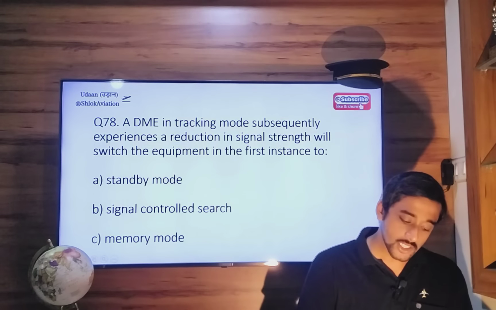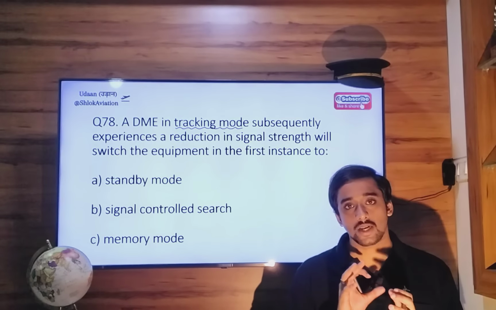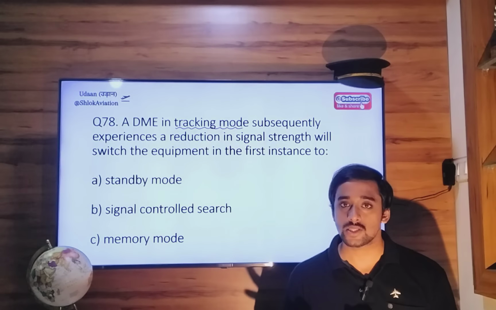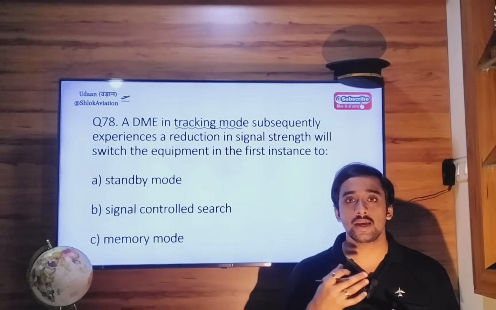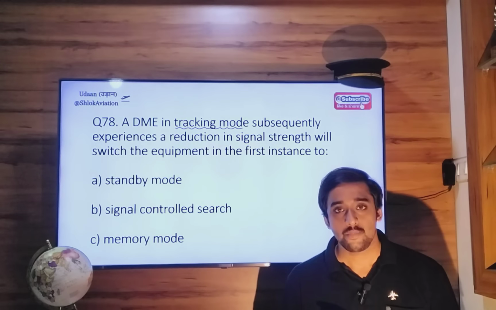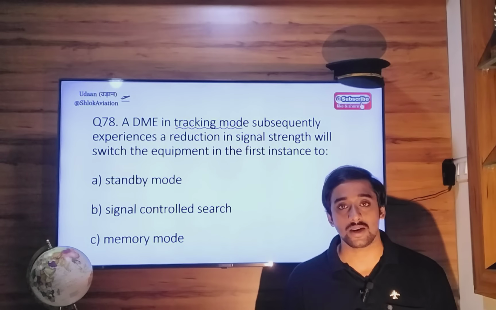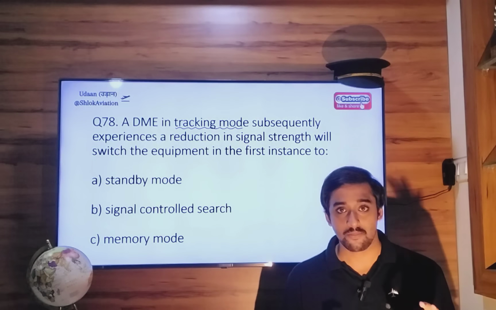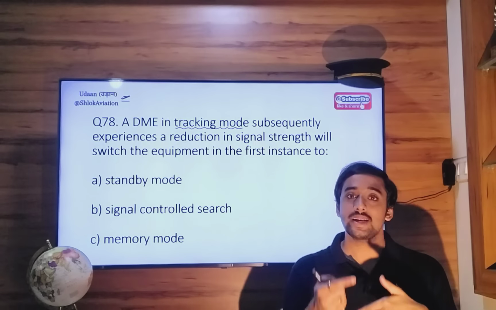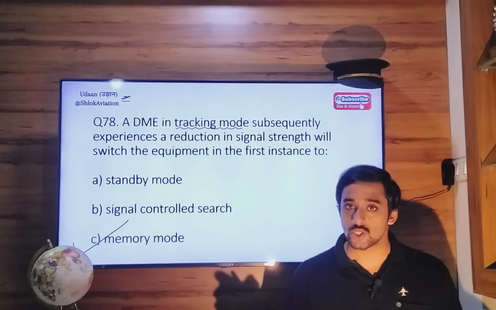So a DME is in tracking mode. Tracking mode means the DME in your aircraft is successfully locked in with the DME ground station and it is successfully getting all the information like ground speed, etc. But all of a sudden it has lost signal or lost contact with the ground station. When this happens, the DME on board your aircraft will automatically switch to memory mode.